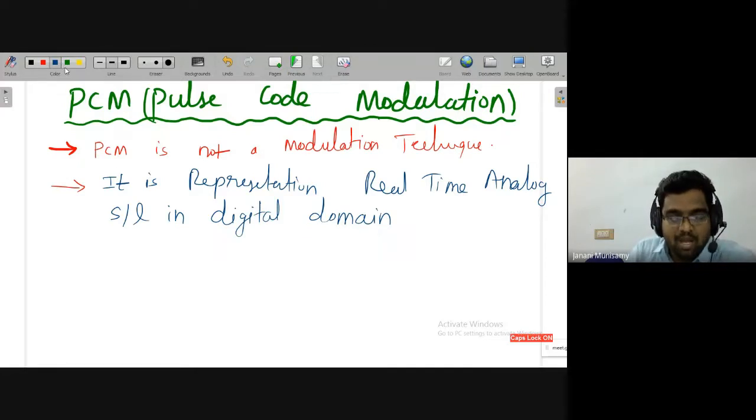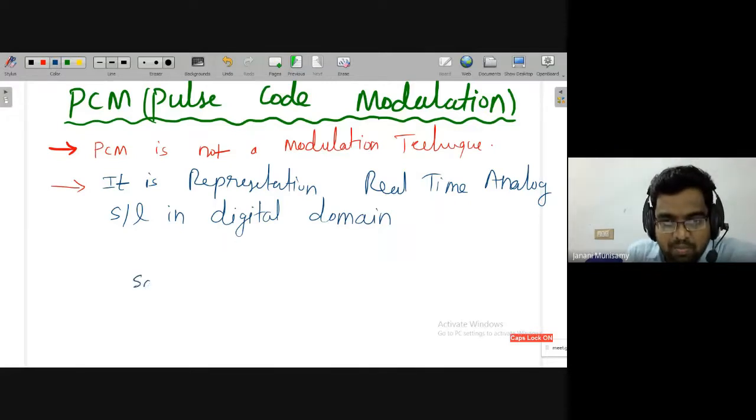Then, what are the basic components in the PCM system? Say we are at the transmitter side. Again, it's not a modulation scheme. Still, we'll talk about a transmitter and then a receiver. So at the transmitter side, what are all the components?